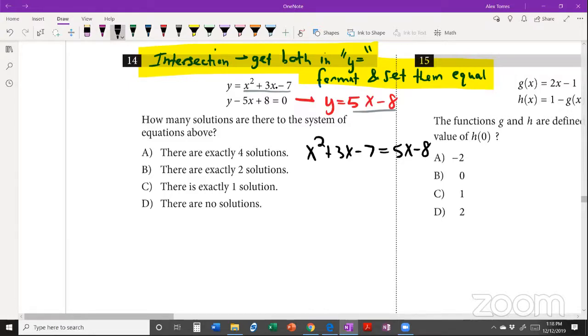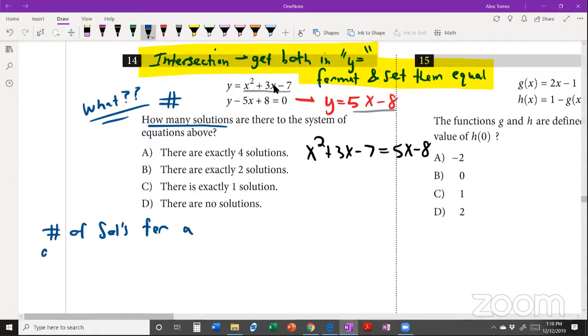Another thing that's going on though is that we're being asked how many solutions. We're not being asked what are the solutions. So if I say what are the solutions, I'm saying find the answer. If I say how many solutions, I'm saying what's the number of solutions. And the number of solutions for a quadratic equation, something that has y equals x squared, is code for the discriminant.